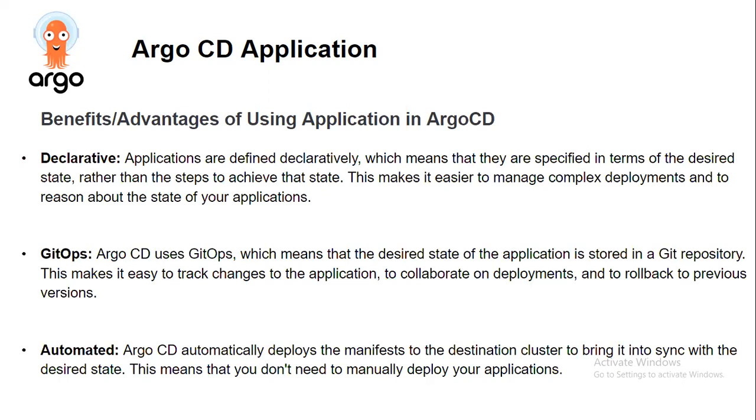The next one is automated. So ArgoCD automatically deploys the manifest to the destination cluster to bring it into sync with the desired state. And that means that you don't need to manually deploy your application, right? It's automated, right? Okay. Then it's declarative, then it's GitOps, and then automated, right? Those are the benefits or advantages of using applications in ArgoCD.